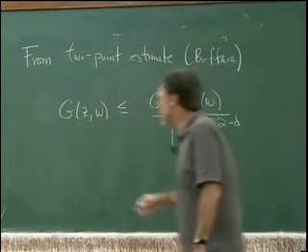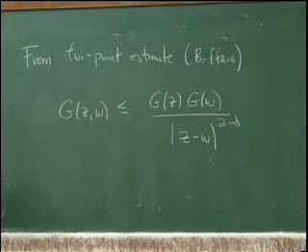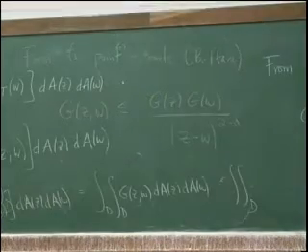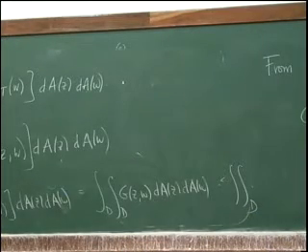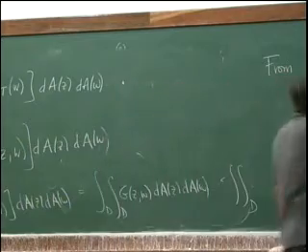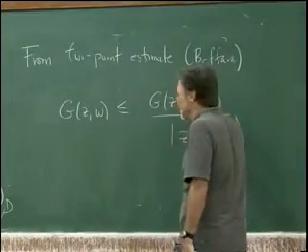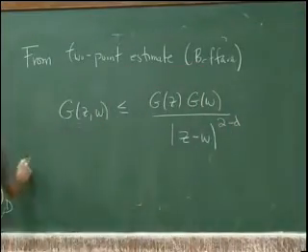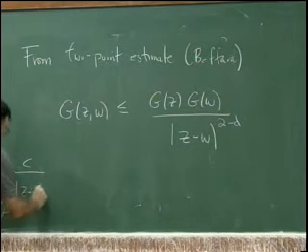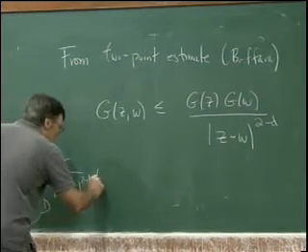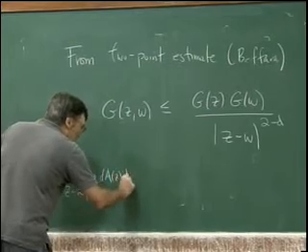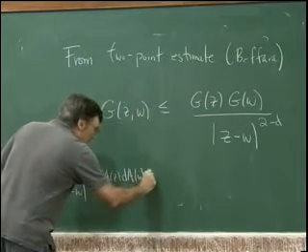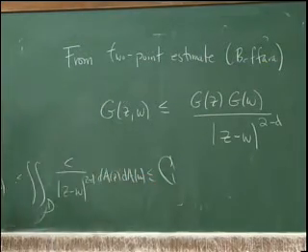And so we end up with the integral. Now we're over a bounded domain, which has the advantage that this is bounded, this is bounded. It's basically a constant over |Z minus W| to the 2 minus d. And that's integrable.